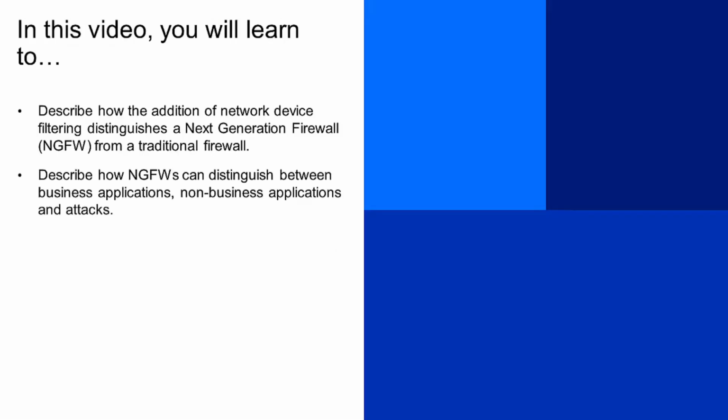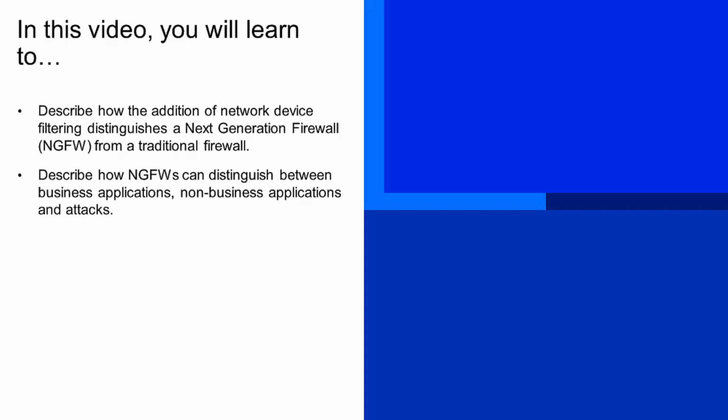In this video, you will learn to describe how the addition of network device filtering distinguishes a next-generation firewall, NGFW, from a traditional firewall. Describe how NGFWs can distinguish between business applications, non-business applications, and attacks.